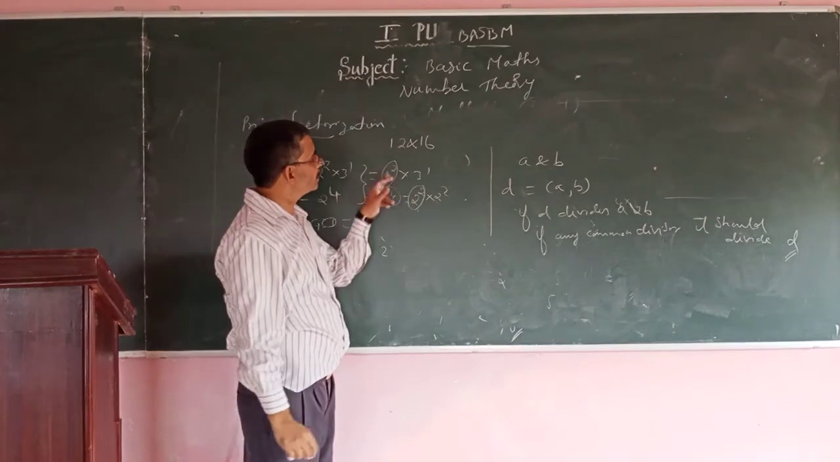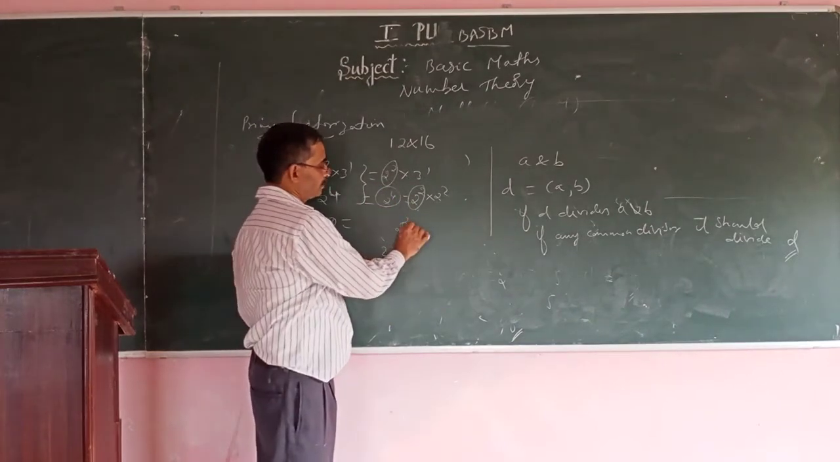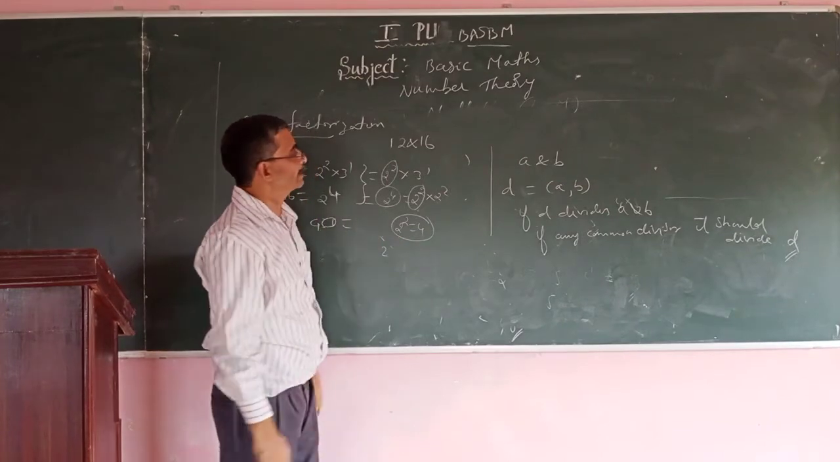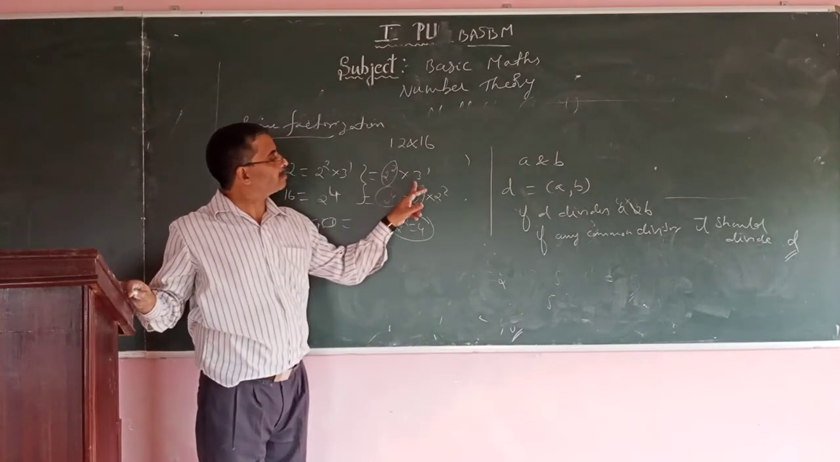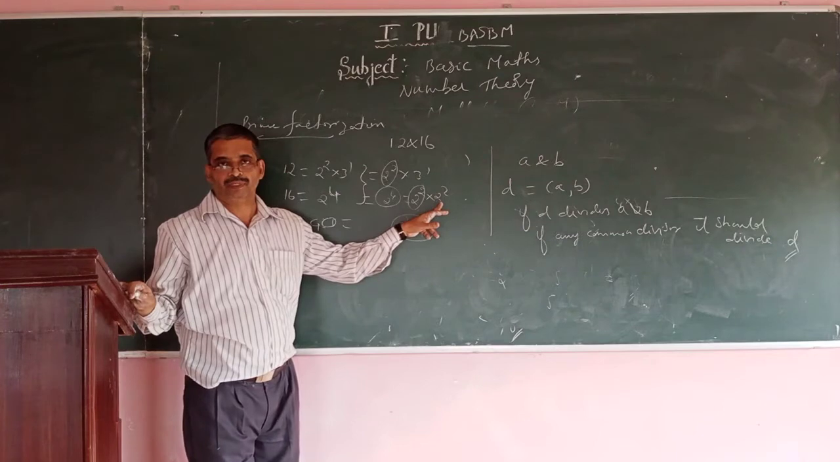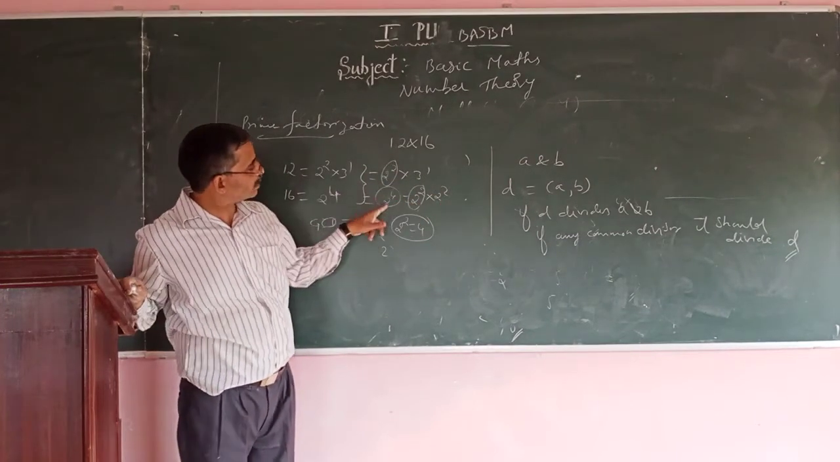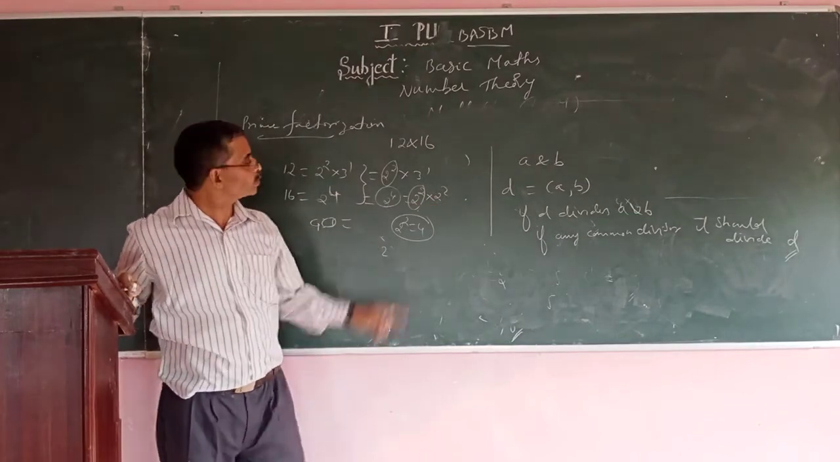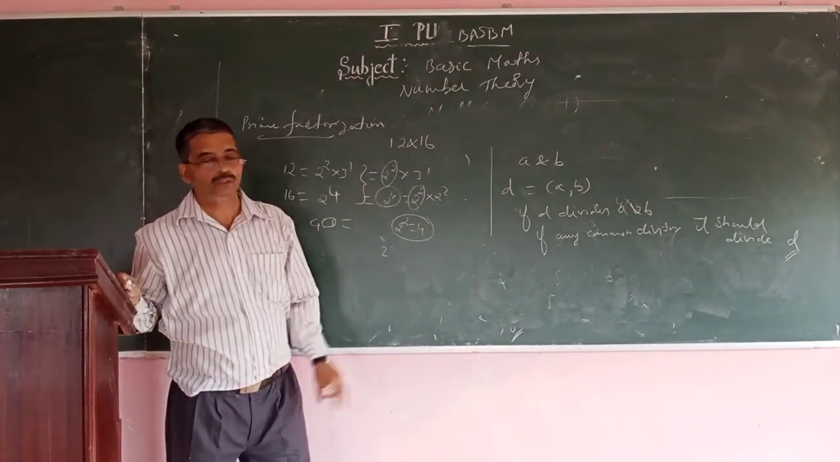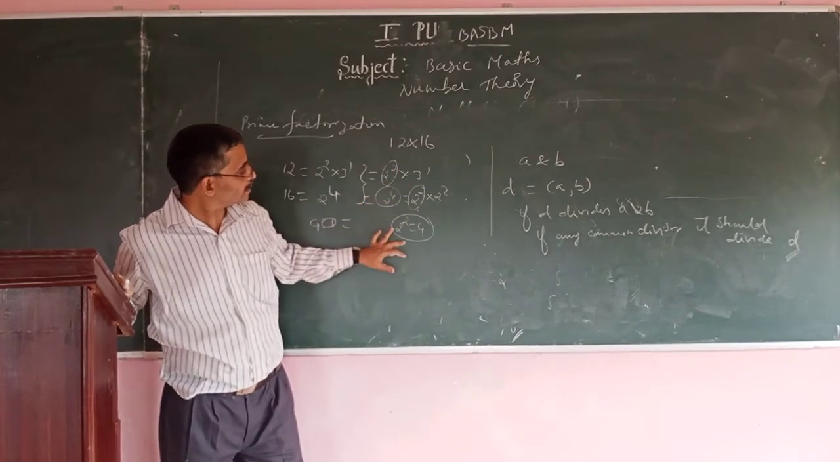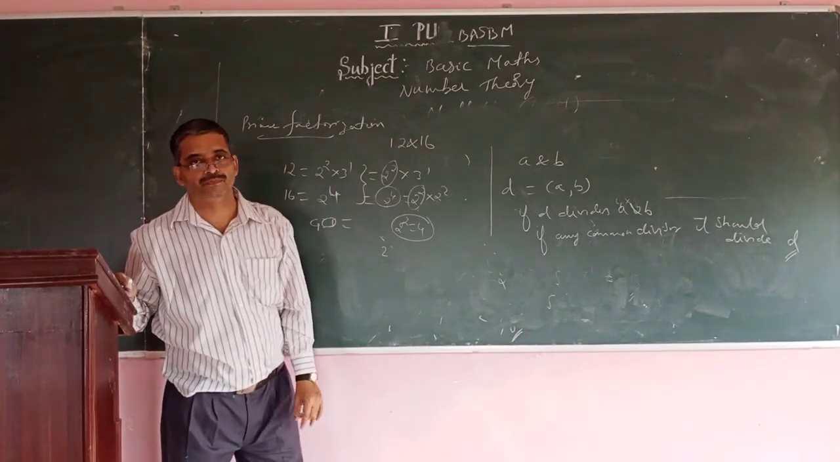2 square is common. 2 square means 4. So which is the GCD of 12 and 16? 3 is not common. 3 is not here. What is common? Common here is 2 square only, because 2 to the power 4 I can split as 2 square into 2 square. So 2 square is there. It is also here. So take the common. It is 2 square is 4.